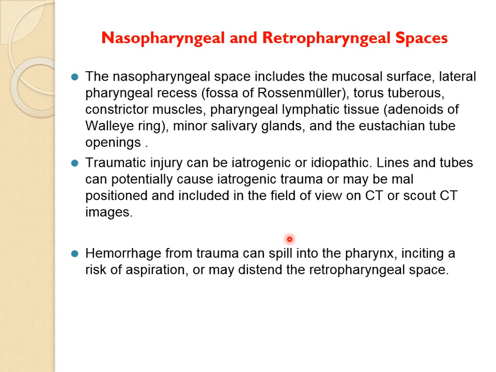Because there is a risk of aspiration. Patients with trauma usually get some lines and tubes, like an NG tube or an endotracheal tube. So first of all, you check the positions of these tubes. Are they in a good position or not? Because if they are not, they might cause another injury to the nasopharyngeal spaces. Okay, iatrogenic.